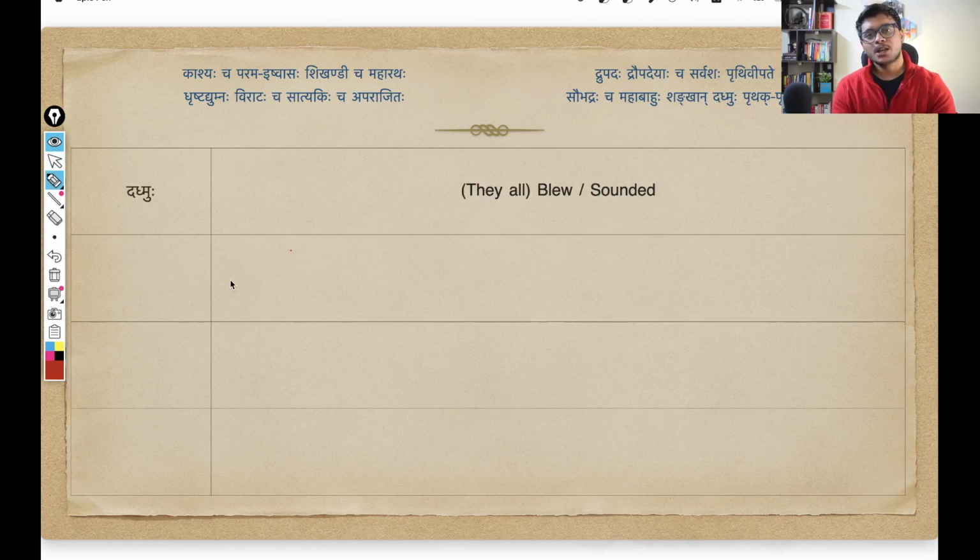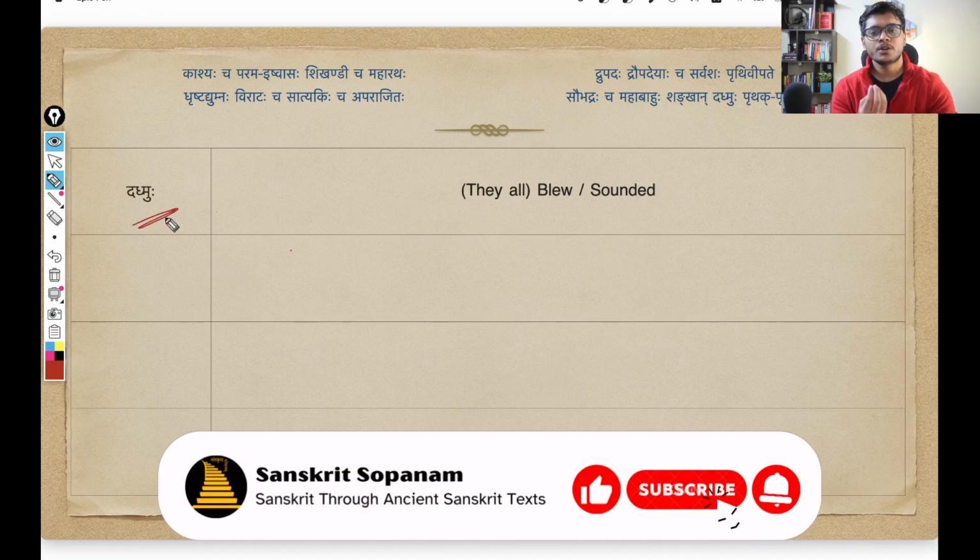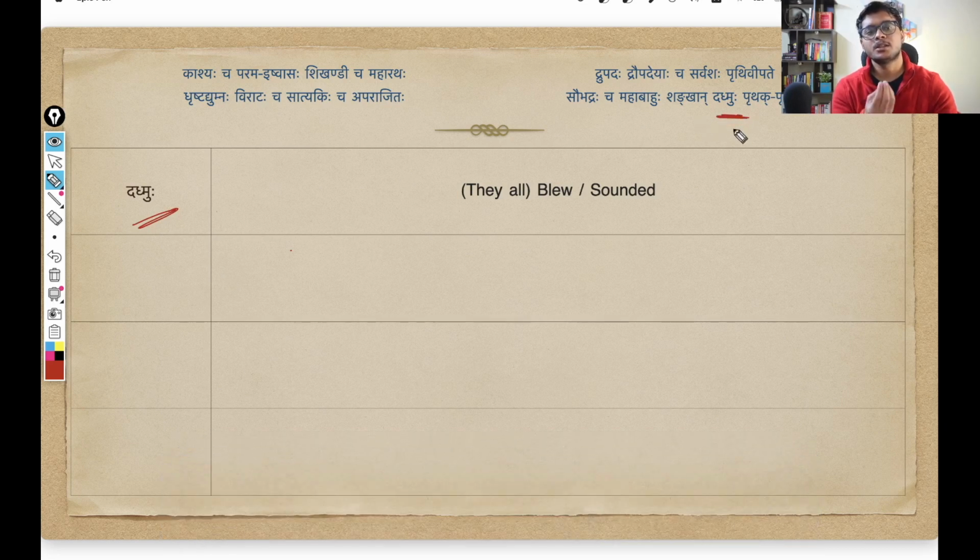And as always, we'll start with an anchor word. We generally prefer a verb, a kriya pad, as an anchor word. So this dadmuhu is coming from here: Shankhan dadmuhu prathak prathak. This word we have already seen so many times in the previous shlokas. This comes from the verb root, the dhatu dhma. Dhma means to blow, as in to blow in air to produce sound from musical instruments. Instruments like brass instruments, flute, conches, all produce sound when you blow in. That is the dhatu, the verb root here, dhma.